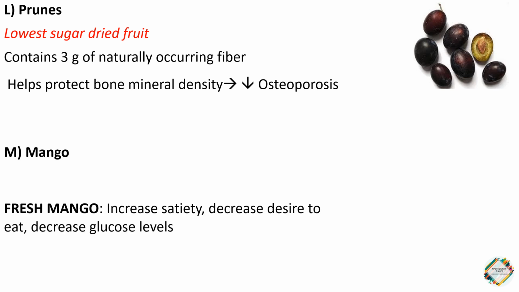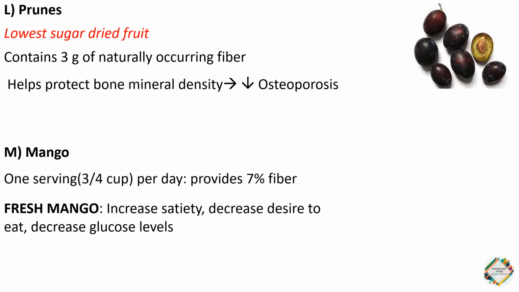When you choose mango, keep in mind to choose fresh mango, because it increases satiety, decreases the desire to eat, and decreases glucose levels compared to the dried form. One serving, that is 3/4 cup per day, if you include it in the diet, usually provides about 7% of the fiber.